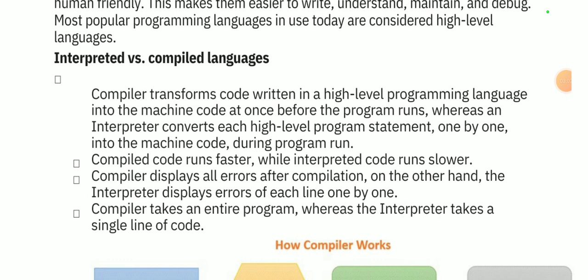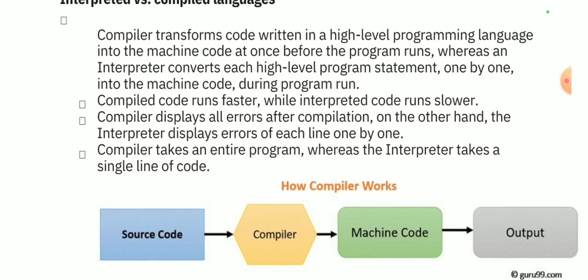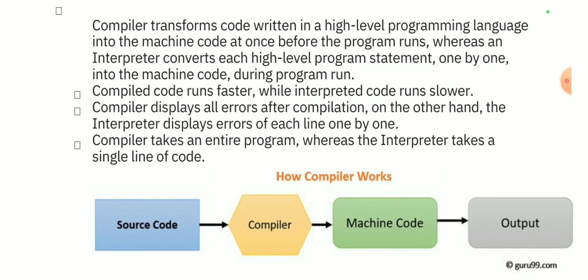A compiler transforms code written in a high level programming language into machine code at once before the program runs, whereas an interpreter converts each high level program statement one by one into machine code during program run. Compiled code runs faster while interpreted code runs slower. A compiler displays all errors after compilation. On the other hand, the interpreter displays errors of each line one by one. A compiler takes an entire program whereas the interpreter takes a single line of code.